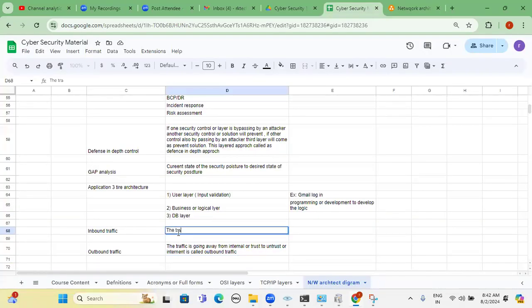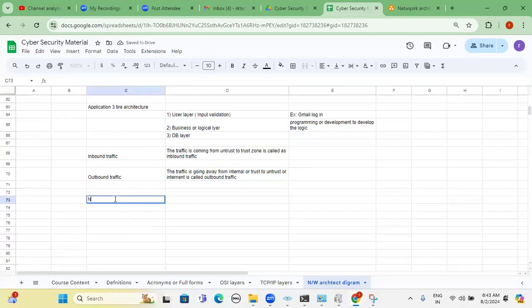The traffic coming from the untrust zone to the trust zone is called inbound traffic. Don't say incoming traffic; always please use technical terminology. Incoming traffic is not a technical term. Use inbound traffic.